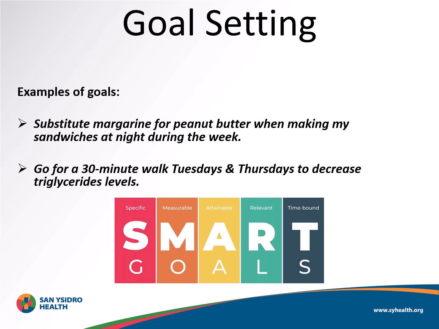After learning more about the different types of fat, some examples of goals that I can think of today are: substitute margarine for peanut butter when making my sandwiches at night during the week. Also, I know that regular exercise can help me. So how about going for a 30-minute walk Tuesdays and Thursdays to decrease triglyceride levels?